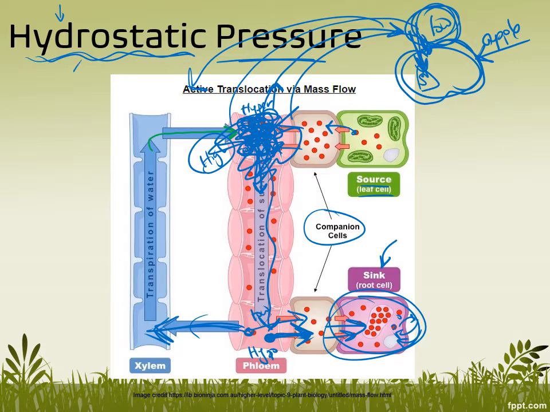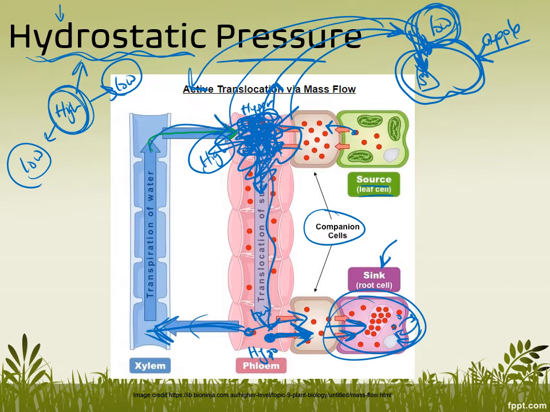So this hydrostatic pressure just allows the sucrose in the phloem to move from where there's a high pressure to a low pressure. And that low pressure might be in the root, but that low pressure might be up in an apple. So the sucrose can move in multiple directions, just depending on where I have that high concentration of sugar, which pulls in some water from the xylem because of osmosis, where we have those lower concentrations of sugar.